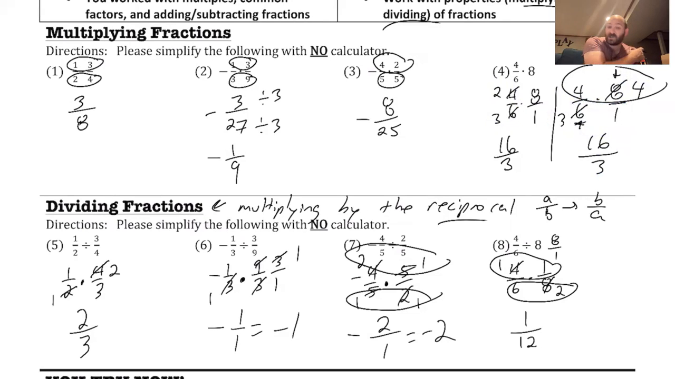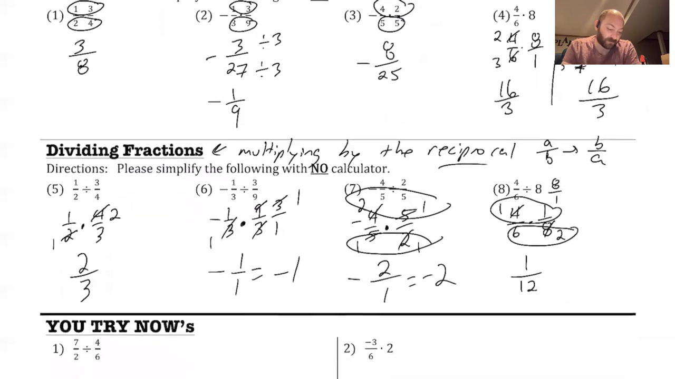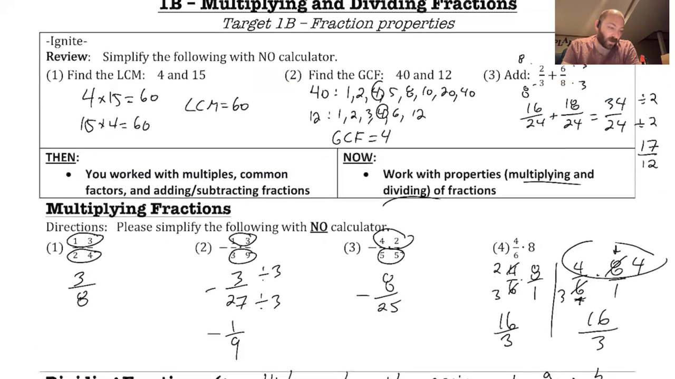Okay, division is just one extra step. Flip that second fraction to the reciprocal. All right, and that is it for 1B.